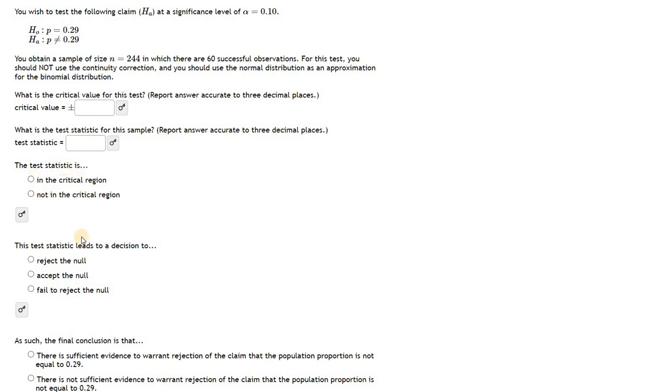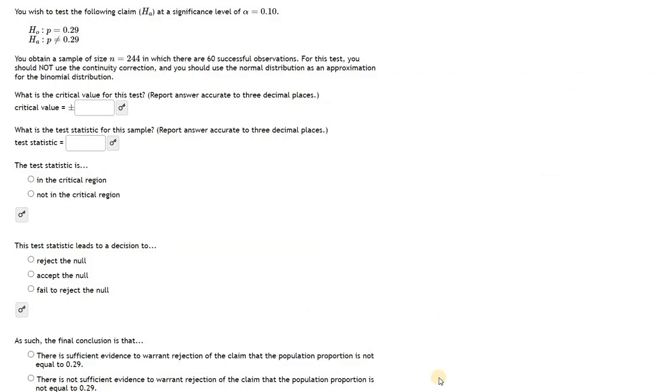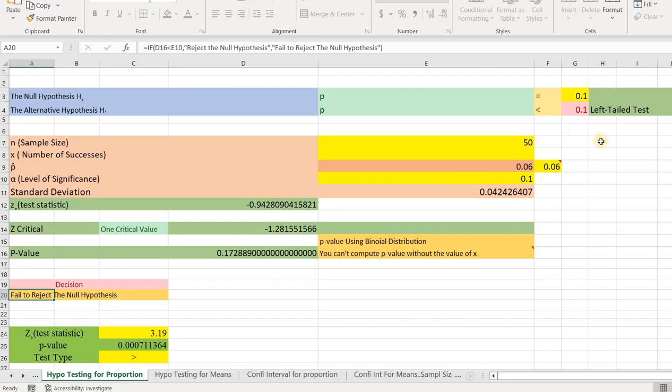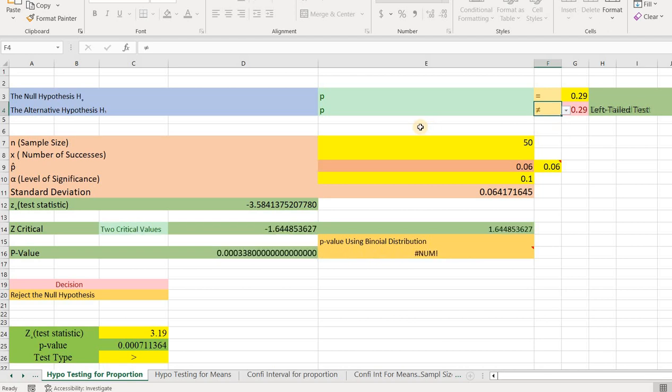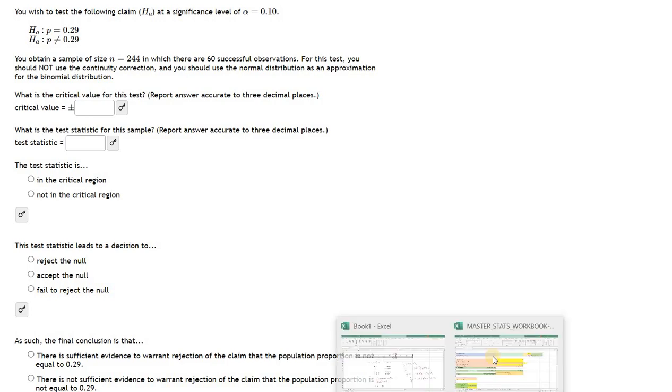And then we need to answer the rest of the questions. So this is hypothesis testing for proportions. I'm going to pull up the Master Excel workbook, and the null proportion is equal to 29%. So I'm going to change the null proportion to 0.29, and this is a two-tailed test, and then the sample size is going to be 244 and x is equal to 60.